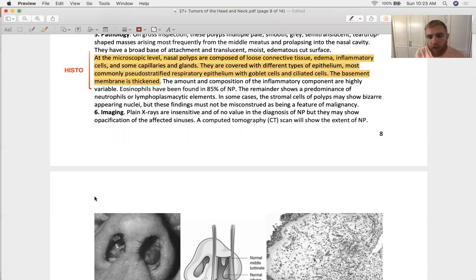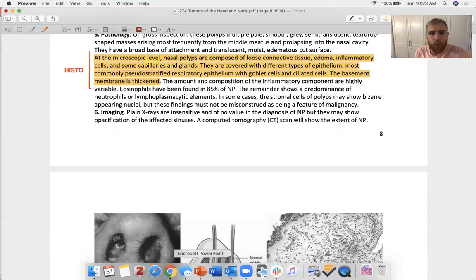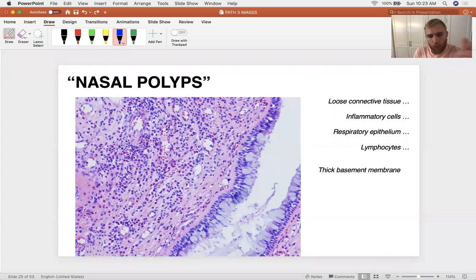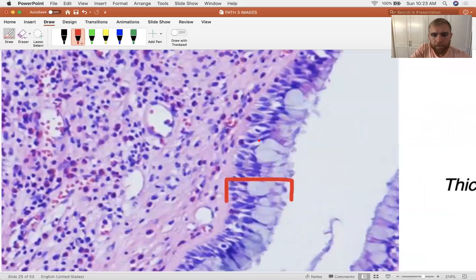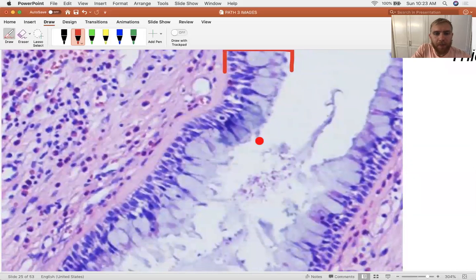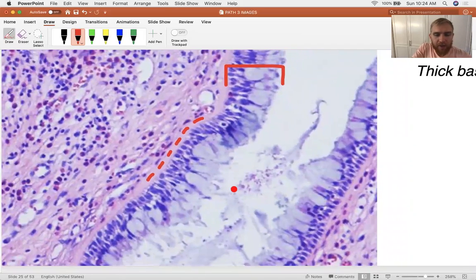Whenever you see those cells in combination, you're looking at respiratory epithelium, and then underneath that epithelium, you just see general loose connective tissue, and that is a nasal polyp. So here's what we're looking at. We've got respiratory epithelium right here. We've got a thick basement membrane. So the basement membrane is going to be, I'll trace that with a dotted line right here. There's your basement membrane. It's whited out and it's anuclear, right?